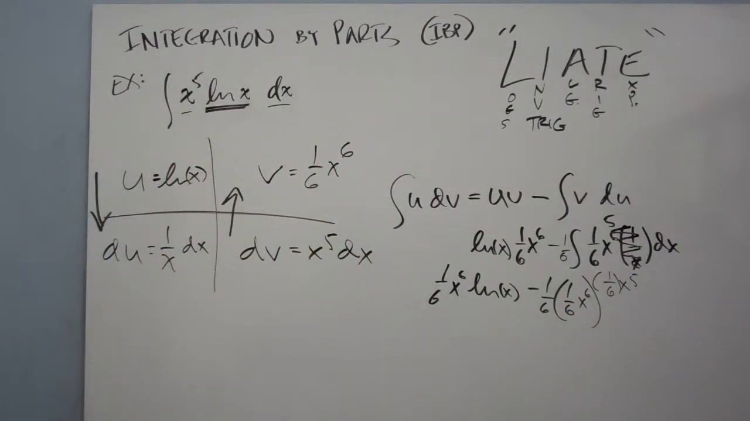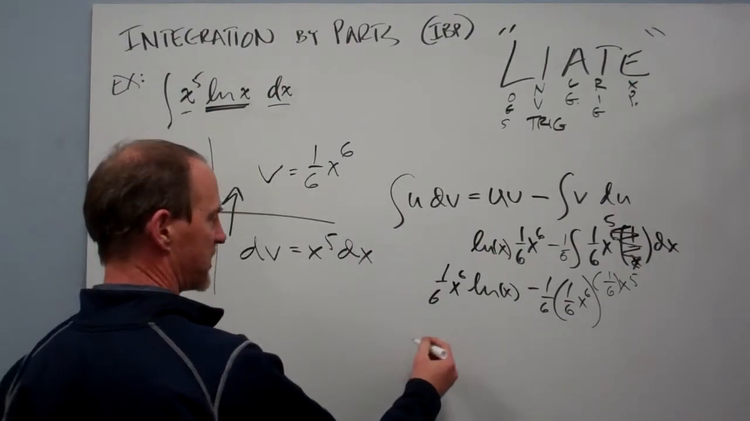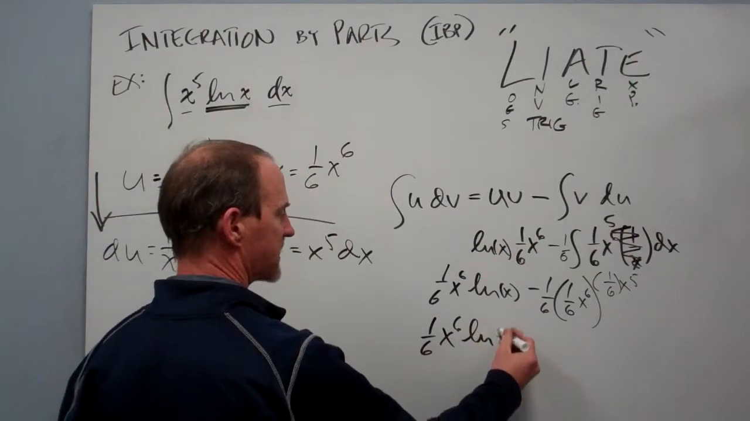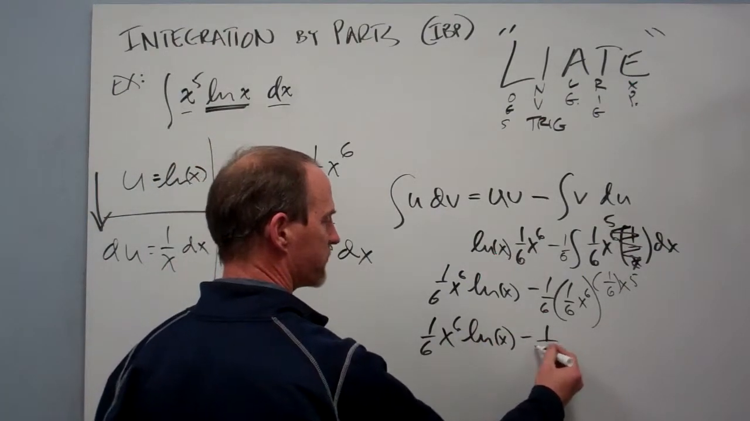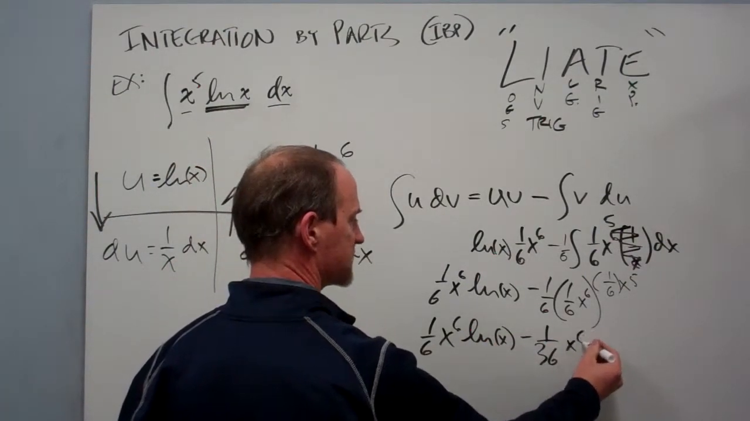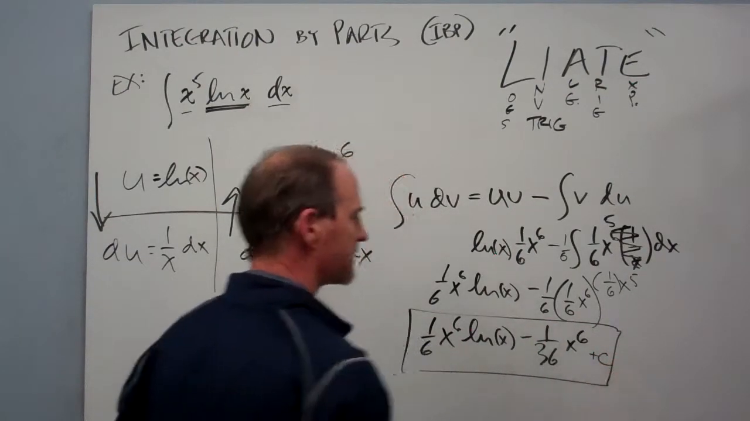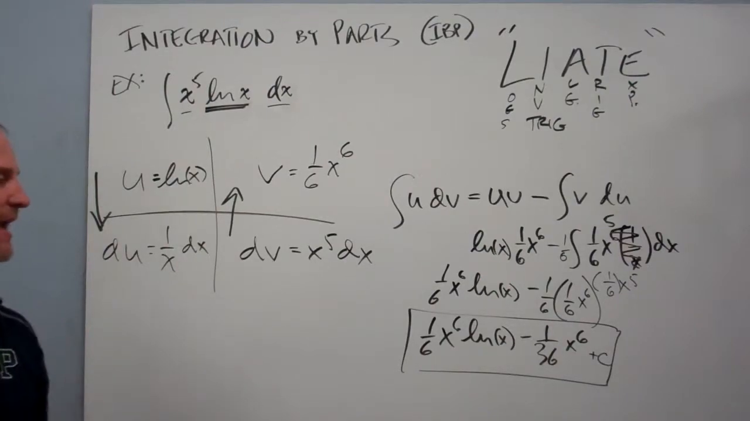And I'm done. I'm just going to write the answer properly. It's going to be 1/6 x to the 6th ln of x, then minus 1 over 36 x to the 6th, okay? And don't forget plus c, all right, like I nearly did. And hopefully that's a nice little example.